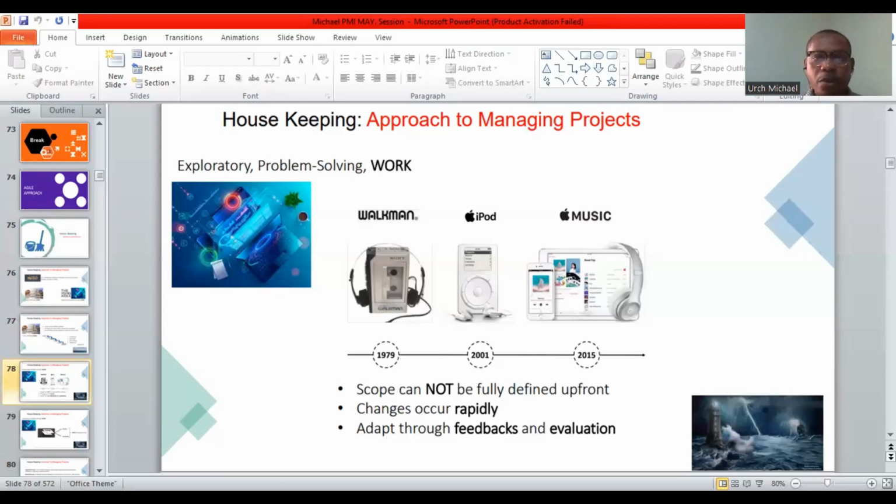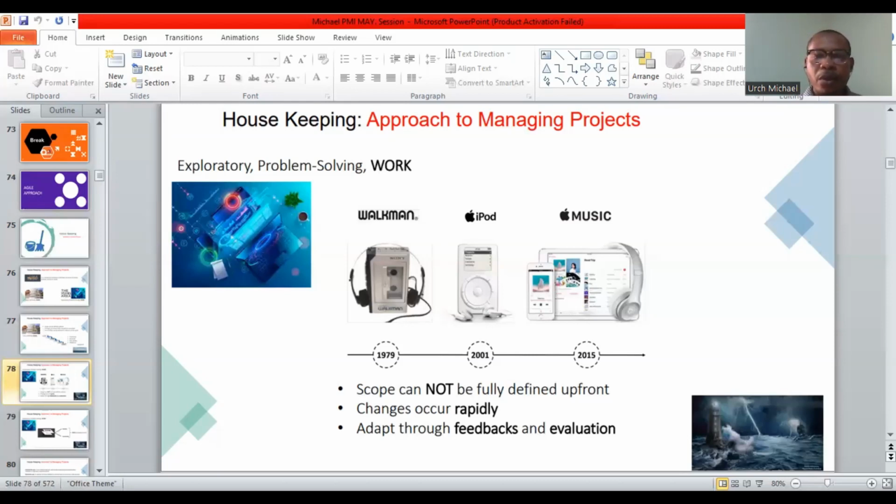So in this case, the scope cannot be fully defined upfront because you cannot tell what people's expectations of the project are upfront. So for that reason, you do what we call progressive elaboration, meaning that as you progress in the business, you're gaining more understanding of the market situation, you're understanding your clients the more, and you're improving on the understandings you have.